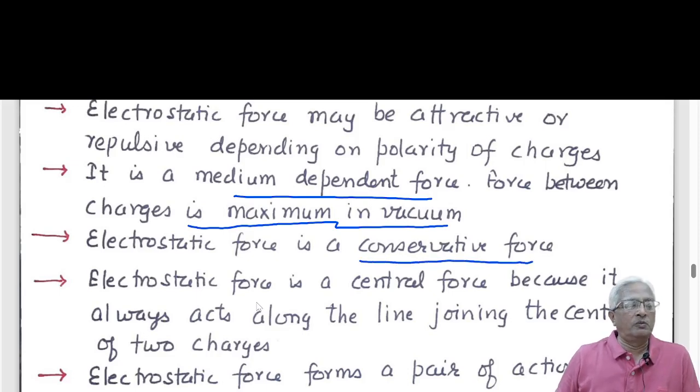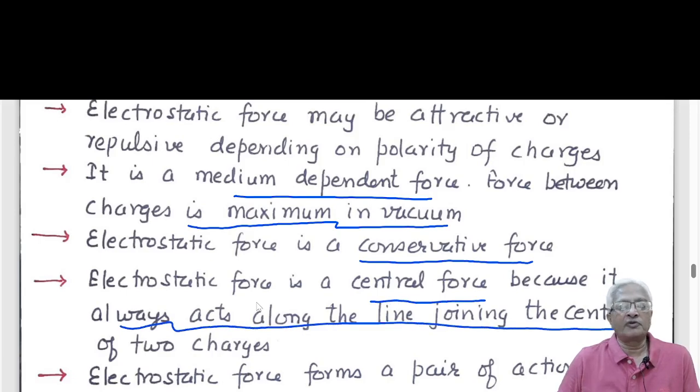So what is a conservative force? A force is said to be conservative if the work done by the force along a closed path is zero. The work done by a conservative force depends only on the initial and final position and is independent of the path. Electrostatic force is a central force. Why? Because it always acts along the line joining the centers of the two charges.